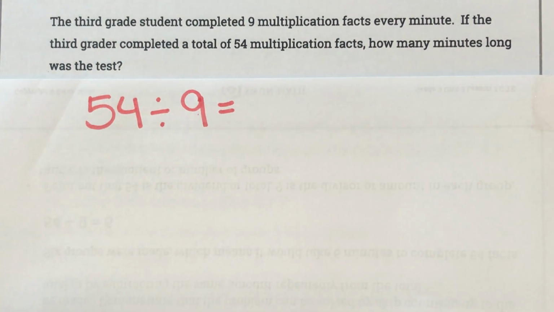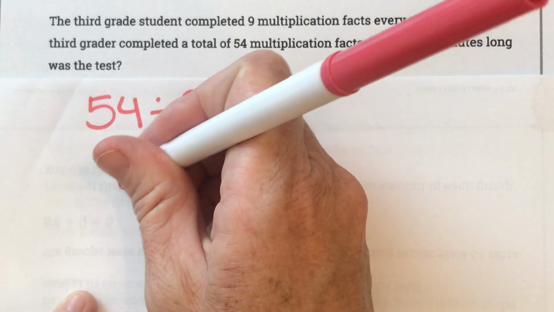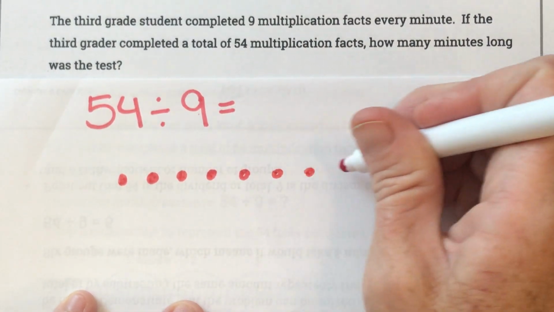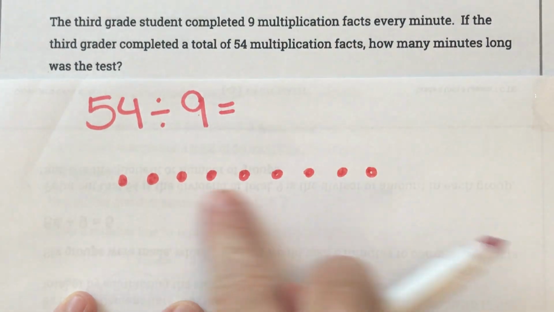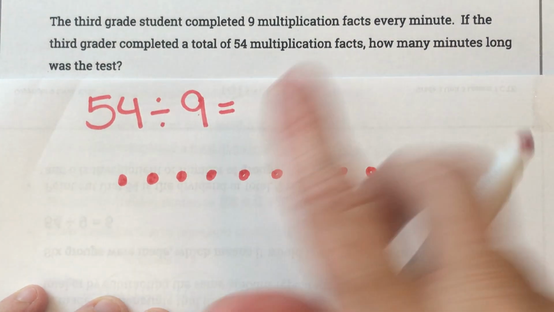Okay, so I'm going to do this a little different than I did in the past. I'm not going to draw my circles. I'm just going to count out. So if I have 54 problems and I know she did 9 in a minute, I'm going to go 1, 2, 3, 4, 5, 6, 7, 8, 9. That was her first minute. And then she kept going.